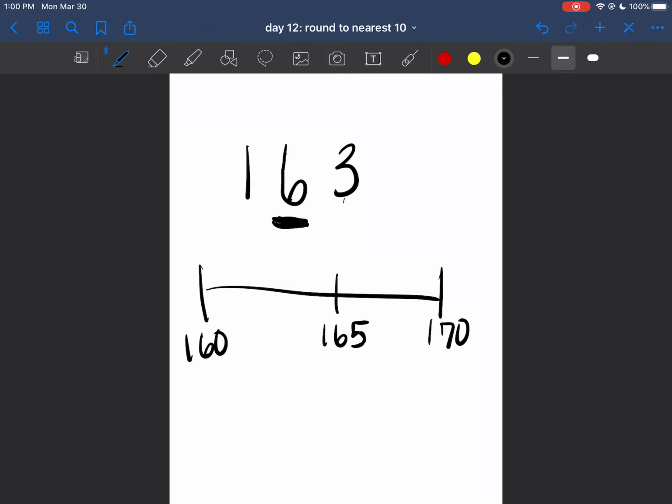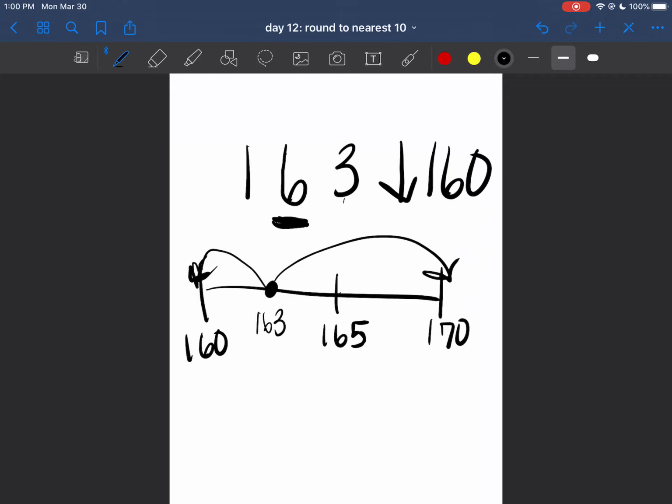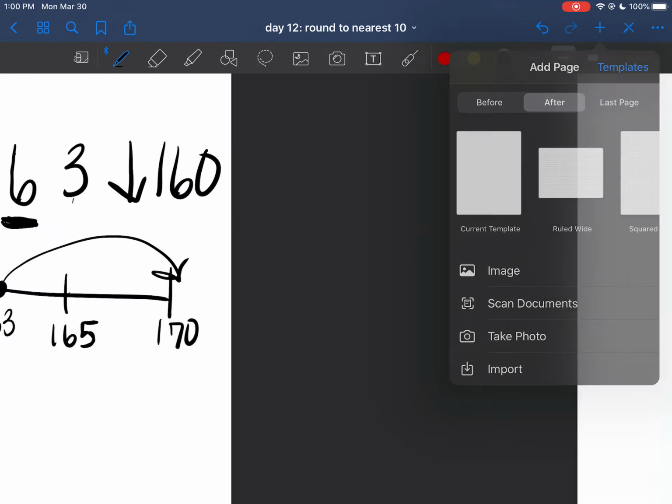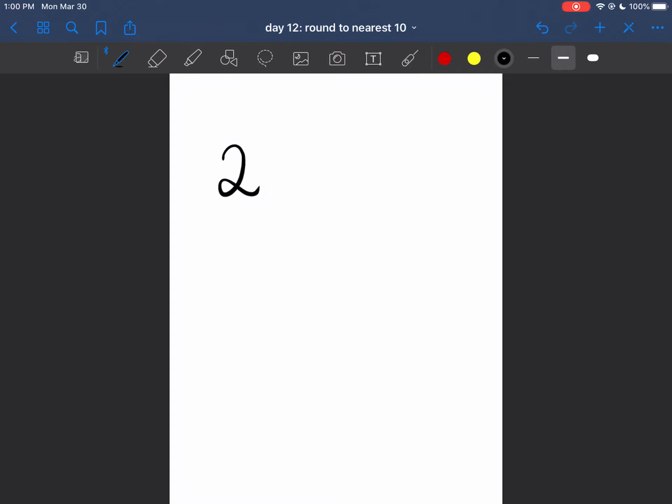Does 163 come before 165 or after? It is before. So is 163 closer to 170 or closer to 160? It is closer to 160. So 163 rounds down to 160. I'm going to give you one with a hundreds place in it for you to practice. 297. Draw your number line out.